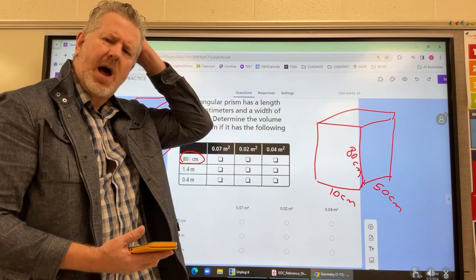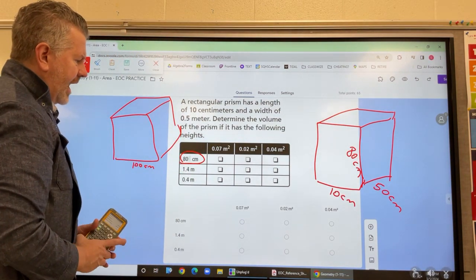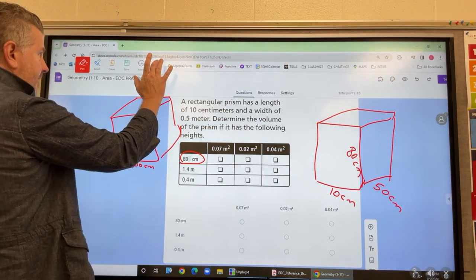That's a pretty tough problem. It's a lot of conversions going on here. All right. So, what do we do now? We've got 2 more to figure out.